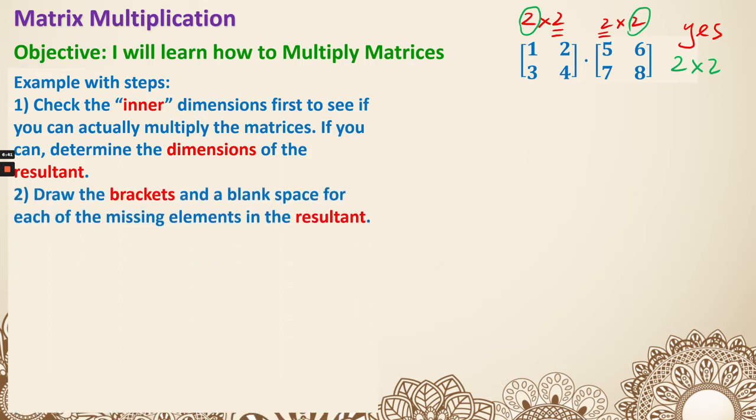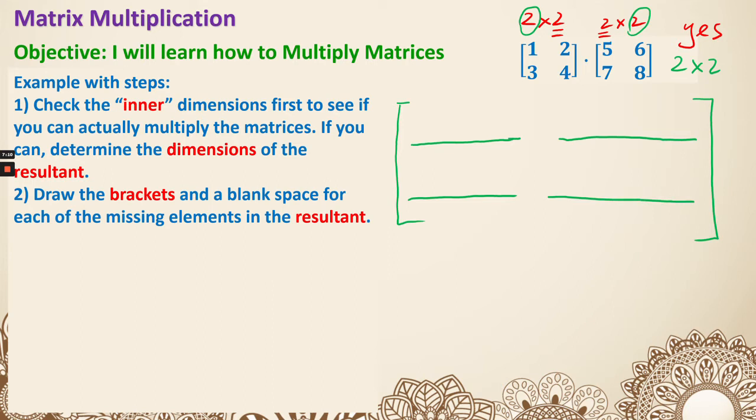Step 2, draw the brackets and a blank space for each of the missing elements in the resultant. And please make this into some pretty big matrices. You will see why. So now I just know I have a matrix that is a 2 by 2. And we are drawing lines, blank space, to represent each of the missing elements. 2 rows and 2 columns. Okay, that is step 2. So far, we are kind of just checking and setting things up.